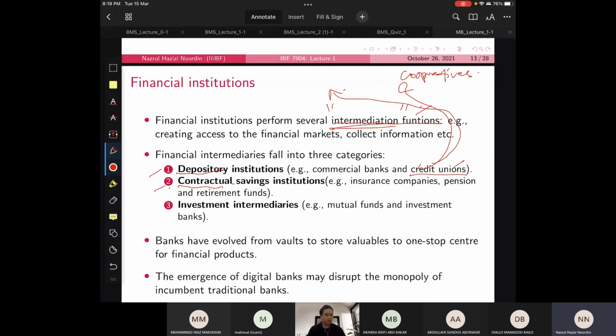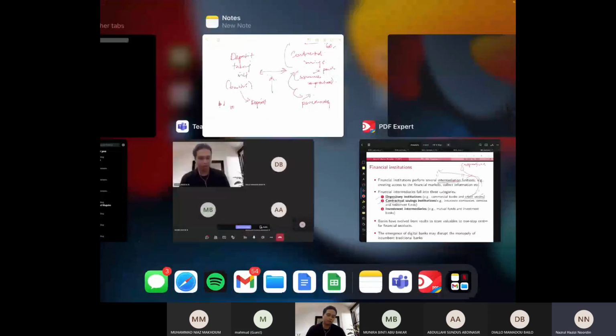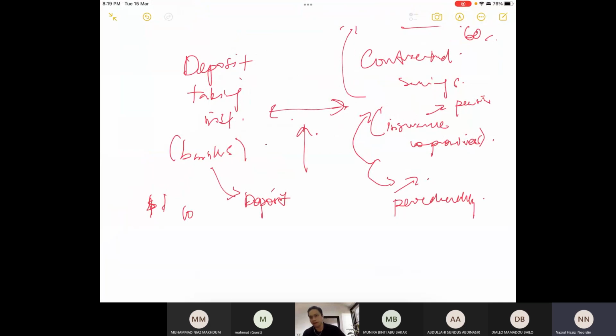And then we have the third one, where we've seen many investment companies fall into this category, right? Yeah, Mahmoud, you were asking: with contractual savings you cannot deposit your money whenever you want, unlike depository institutions. Yeah, you can, basically. For example, let's say I'm paying Takaful now, so I can pay for the next 1 year. I can pay in advance, right?